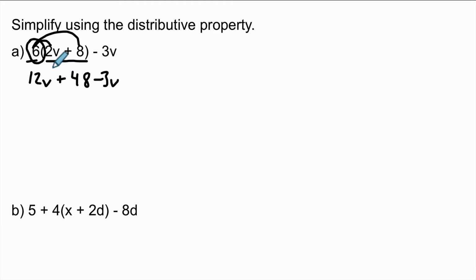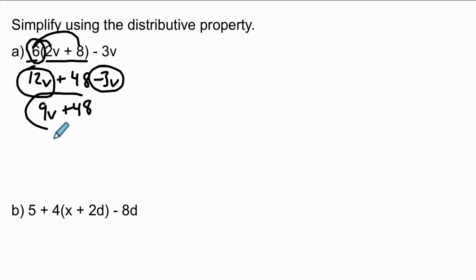And I can actually combine like terms here. 12v minus 3v is 9v plus 48. So this first one, best possible simplified answer, 9v plus 48.